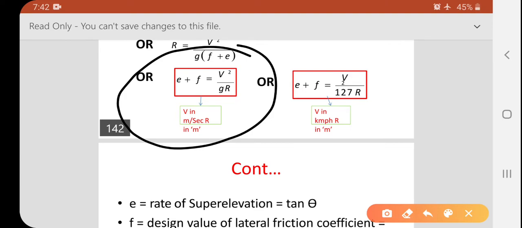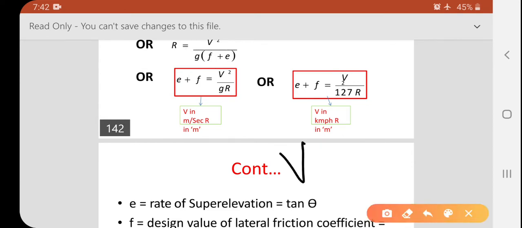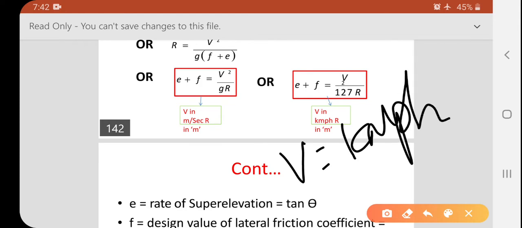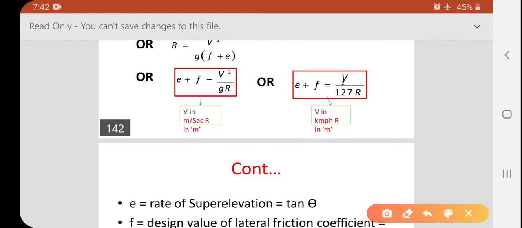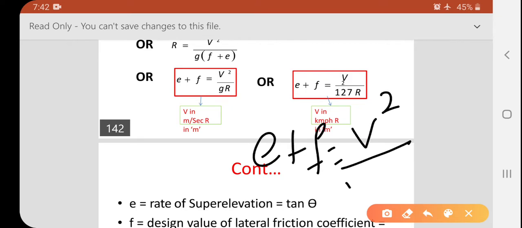F is nothing but the frictional coefficient. If we are considering E plus F is equal to V square divided by G into R, this holds whenever V is in terms of meter per second. Suppose we have converted V into kmph, that is kilometer per hour, the expression will change. Actually this is E plus F is equal to V square divided by 127 into R.